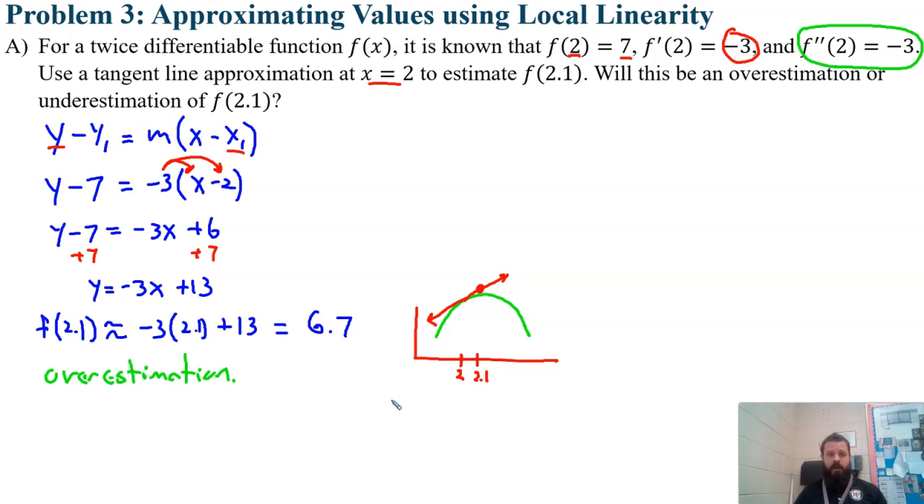All right, part B is the same idea. Why don't you take a minute, pause the video, work 3 part B, and then press play to check your answer out.